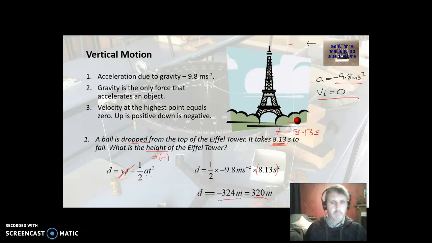So this is a question on vertical motion. Just recapping, we know with any vertical motion, the acceleration is always equal to negative 9.8. We know that gravity is the only force accelerating the object, and we know at the highest point our velocity equals 0. The last thing that we always assume as well is that there's no friction when it falls, so we only ever have to worry about the acceleration due to gravity.